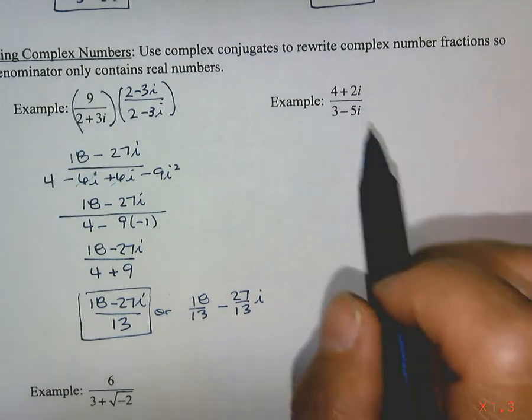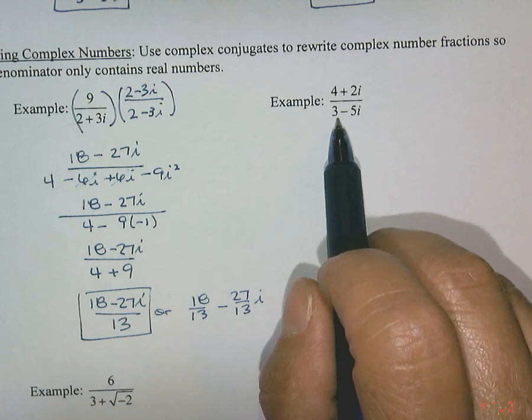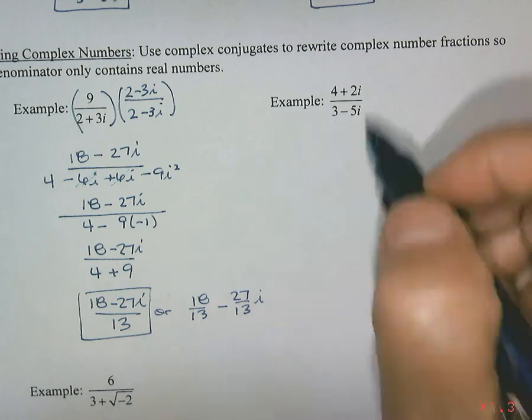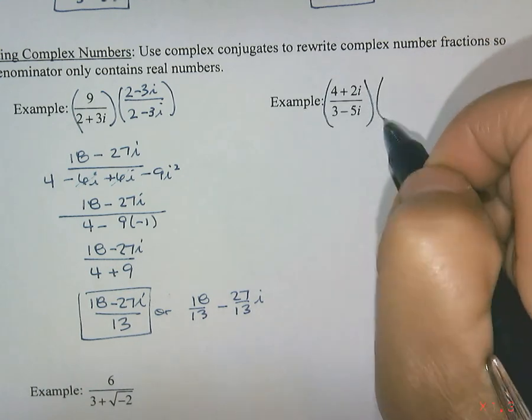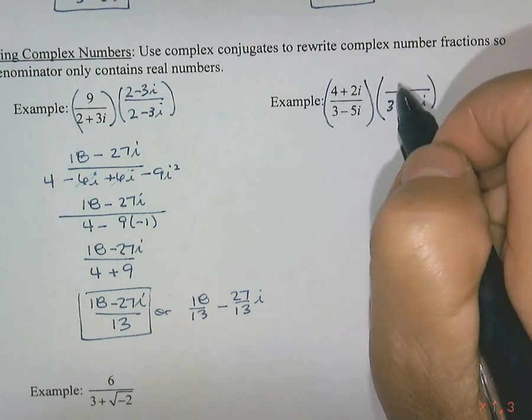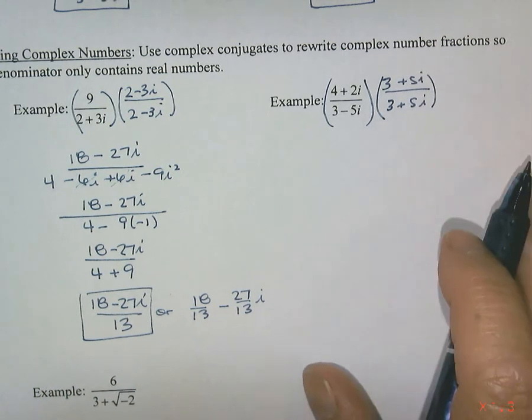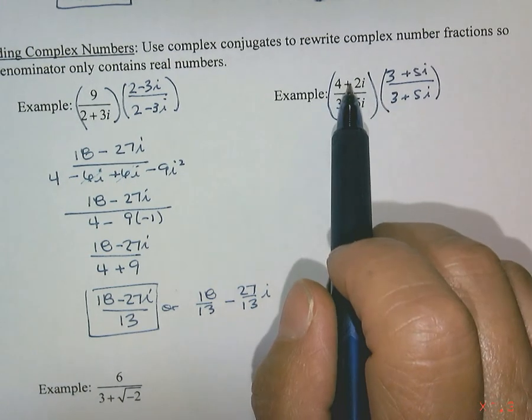The next one, I've changed a couple little things, but I'm still first looking at my denominator. 3 minus 5i, the conjugate will be 3 plus 5i. But whatever I multiply in the denominator, I have to multiply in the numerator. So now I'm going to just multiply carefully.